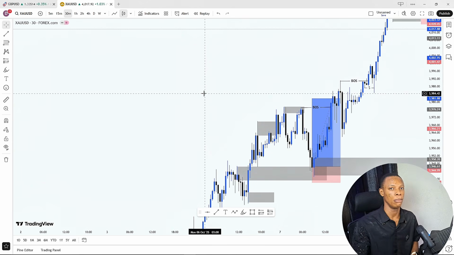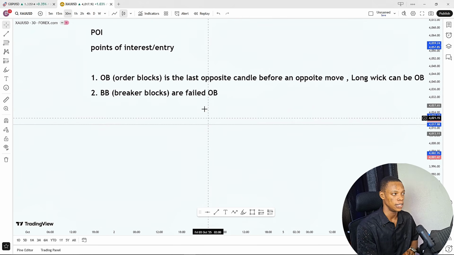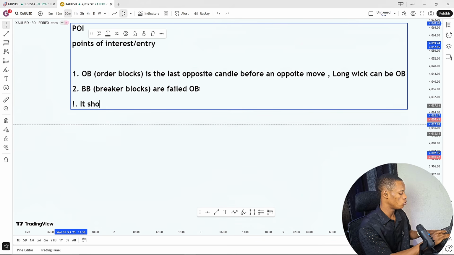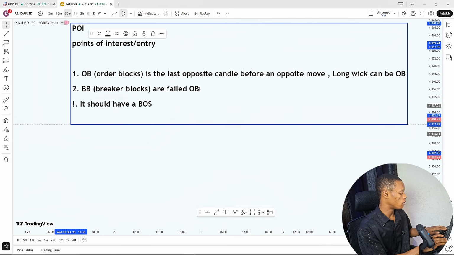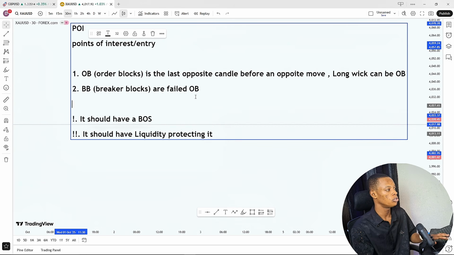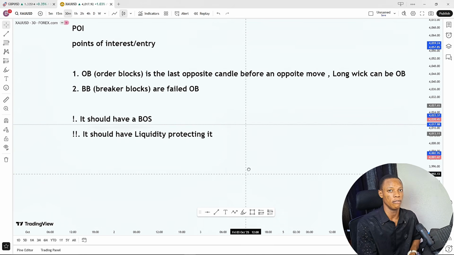Now, you can't just mark out order blocks and then start jumping on trades, right? There are two things that are going to make an order block valid. First thing is that it should have a BOS. Then the second thing is that it should have liquidity protecting it. These are the two things that make an order block valid. If these things are not present, your order block is not a valid zone to buy from.